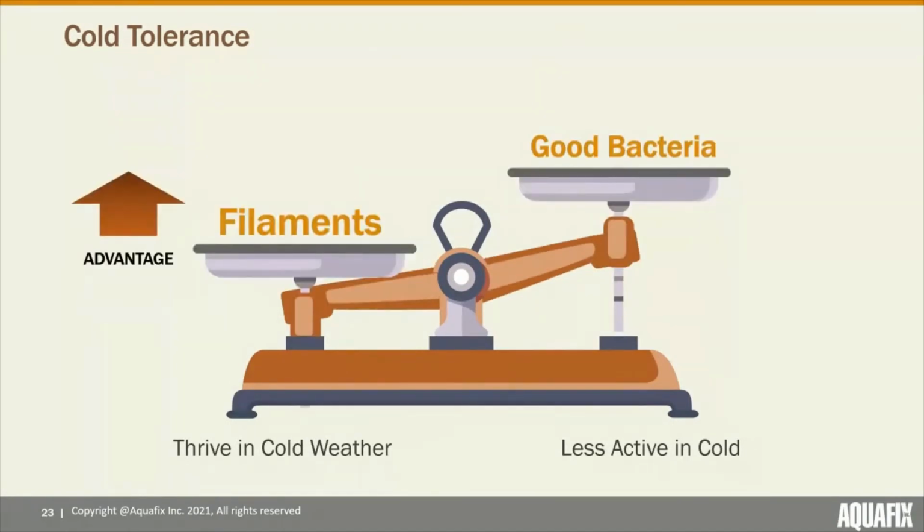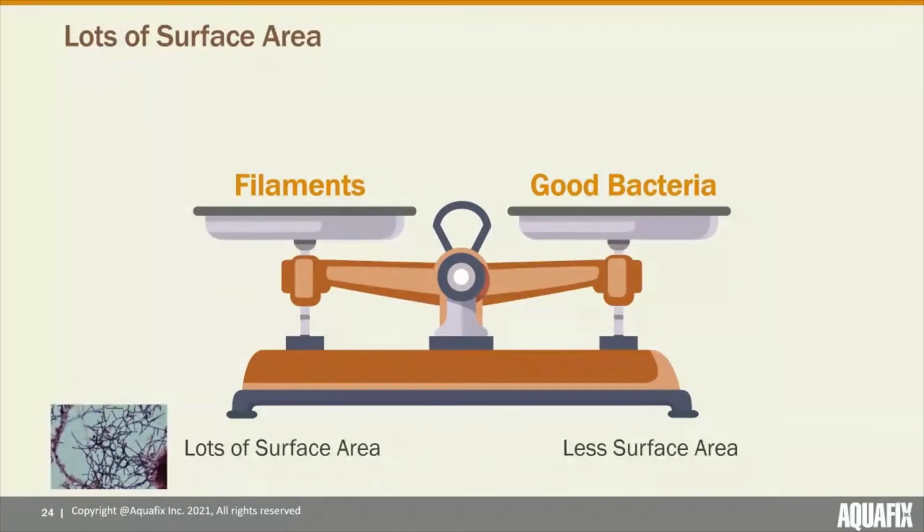So our cold temperature gives the advantage to the filaments. The next thing is a little less intuitive maybe, but one thing to consider with Nocardia forms is the surface area, in particular Nocardia forms, but also Microthrix. The surface area of filaments can give them an advantage in a system.